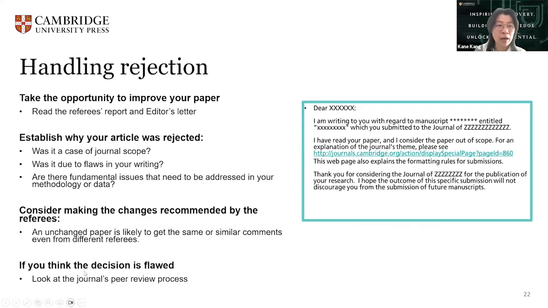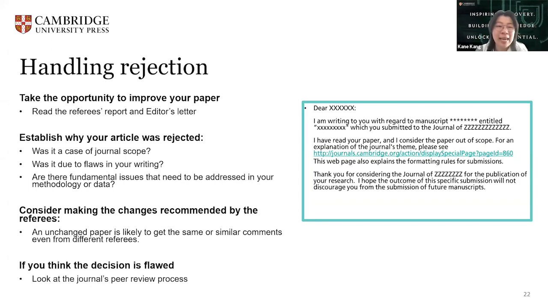And how to handle rejection. So if you receive a rejection after peer review, take the opportunity to improve your paper, read the referee's report and editor's letter, and try to improve your manuscript. And establish why your article was rejected.